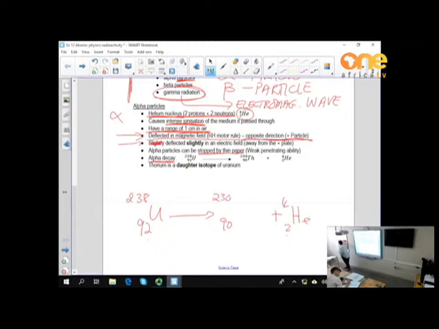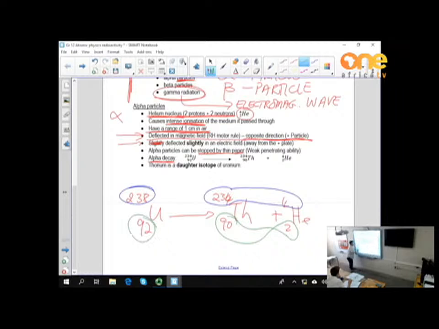Now element number 90 is thorium. Oh, 234, excuse me. Right. There. Do you follow me? If I go and add that, I should get that. And if I go and add that, I should get that. I still have what I started out with. All right. Although I no longer have uranium, I now have an element, thorium.